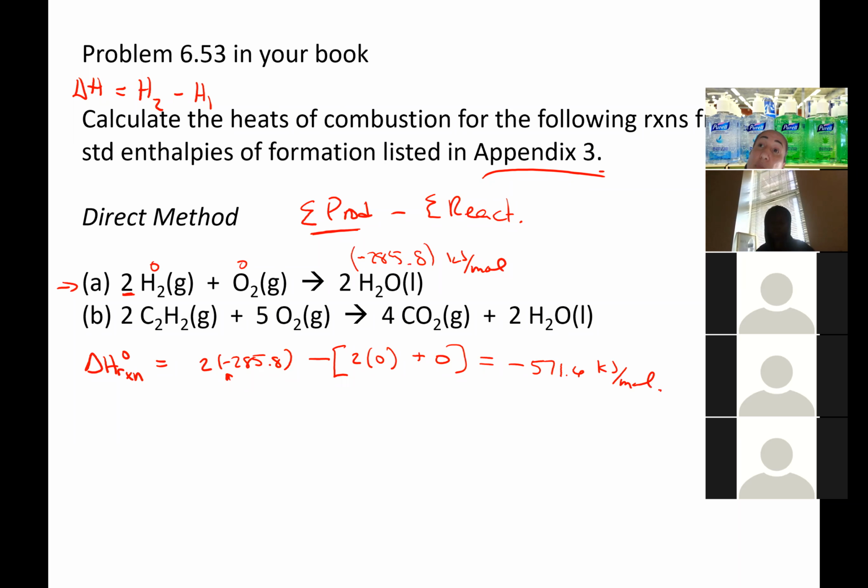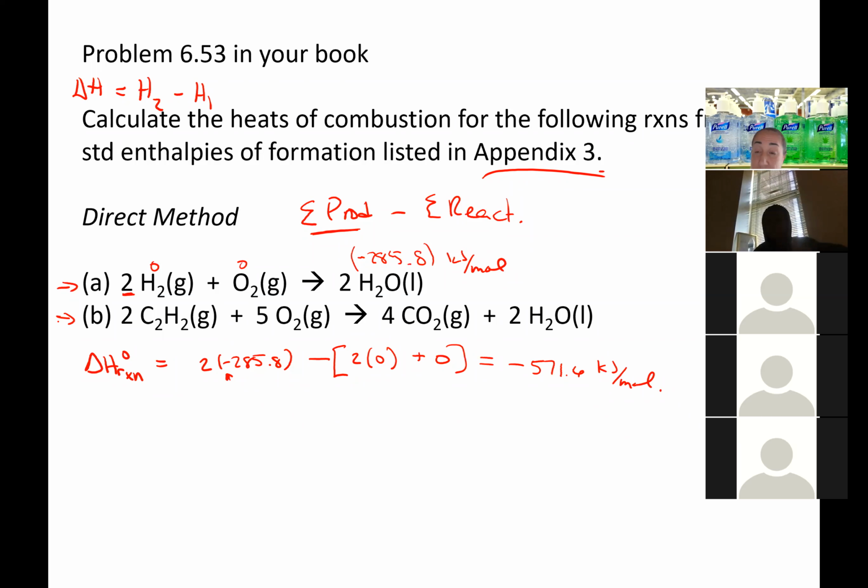This is how you do these problems. It's literally this simple. I want to do part B, but it's already 4:31. So we'll start from part B on Wednesday. But literally, all we're doing is products minus reactants. It's not reactants minus products, right? Products, whatever your result is, minus what you started with. That's what a state function is defined as.